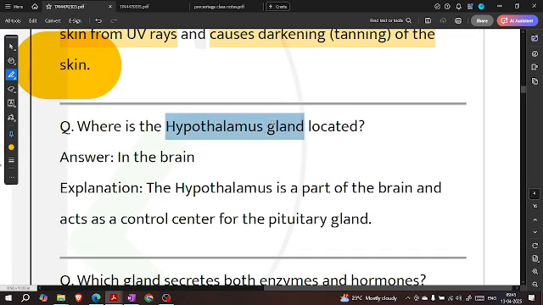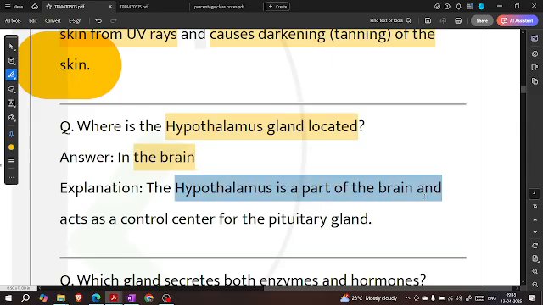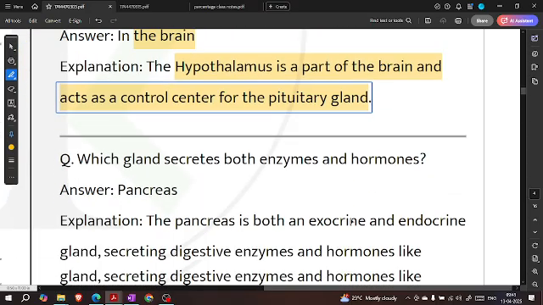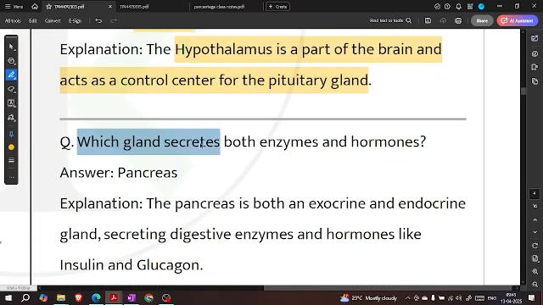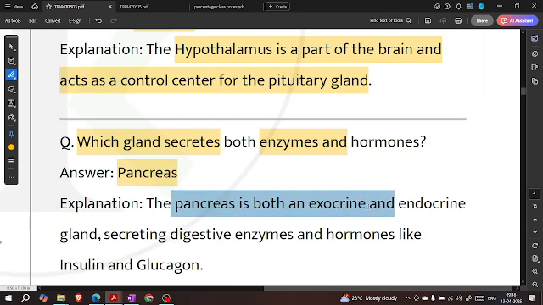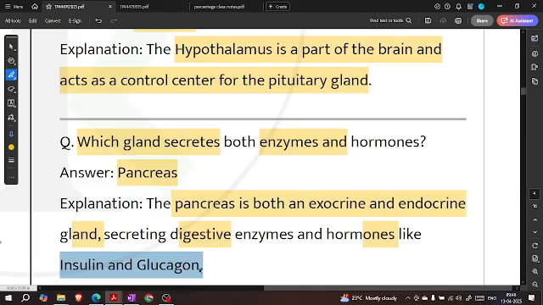Where is the hypothalamus located? In the brain. The hypothalamus is a part of the brain and acts as a control center of the pituitary gland. Which gland secretes both enzymes and hormones? Pancreas. The pancreas is both an exocrine and endocrine gland, secreting digestive enzymes and hormones like insulin and glucagon.